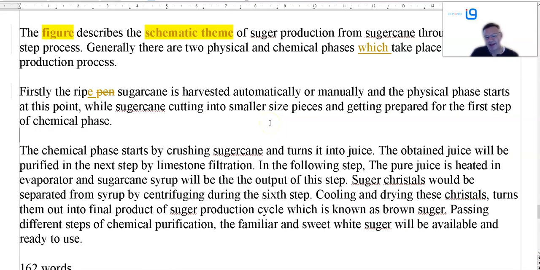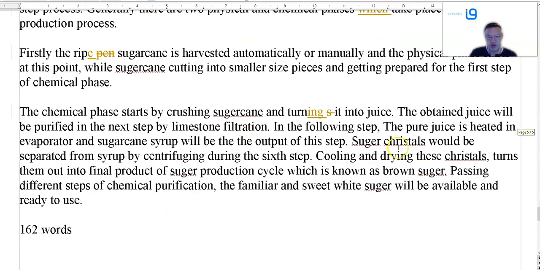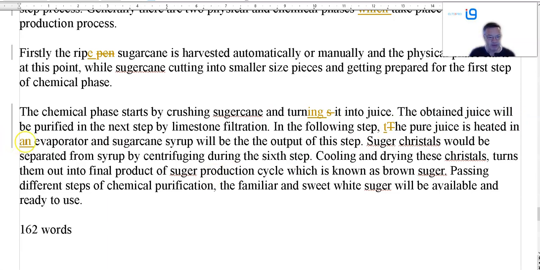The chemical phase. Well, it's not a chemical phase, is it? It's a manufacturing phase. It's a man-made process of manufacture. Is it necessarily a chemical phase? The chemical phase starts by crushing sugar cane and turning it into juice. Obtaining juice with next line filtration. The following step, the pure juice is heated in an evaporator. Sugar crystals can be obtained.